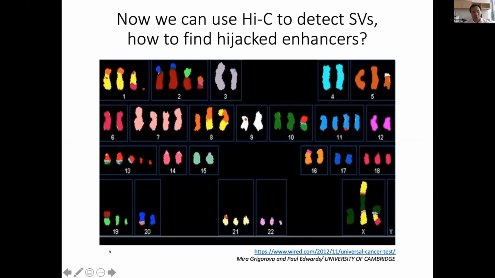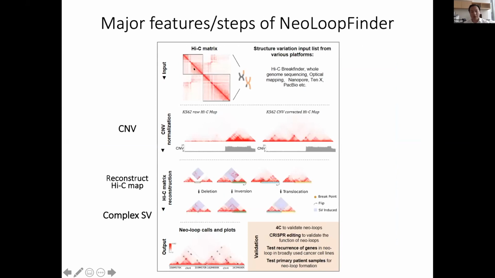Therefore, we developed this new tool, NeoLoopFinder. Essentially, it can take care of all the abnormal fusion events in the cancer genome. The 3 main parts are: using our software, we can get accurate copy number variations in the cancer genome; then, according to the different types and directions of structural variants, we can reconstruct the Hi-C map; and our software can also take care of complex SVs. I probably will not go into the technical details, and you can find them in our paper. I will just demonstrate how it works in cancer gene misregulation.